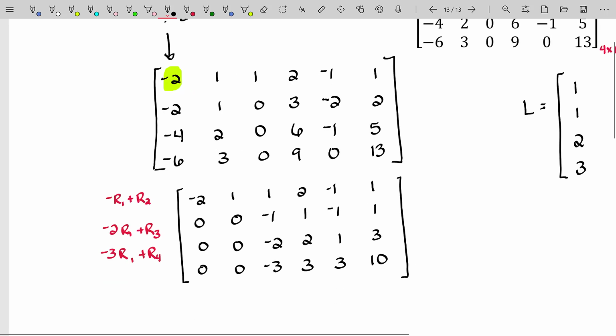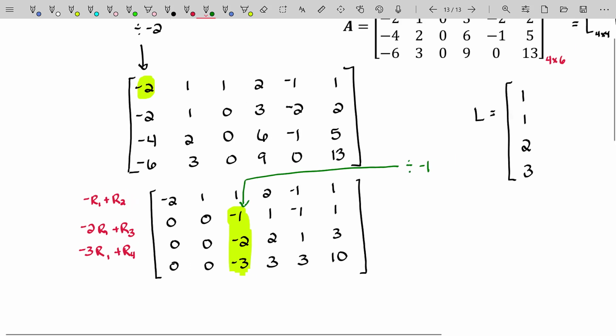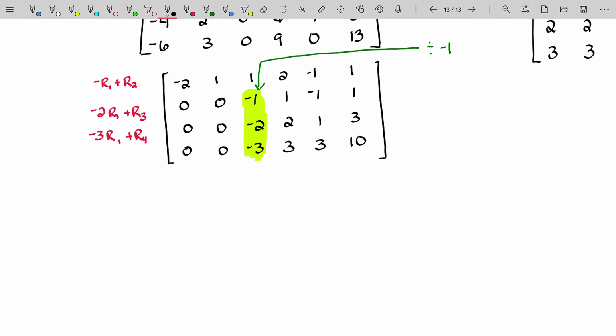Great. Now notice I have a new pivot that just showed up, this guy right here, and I'll highlight everything from that pivot down below. And I'm going to go ahead and take those values and divide them by the value of the pivot, and that will be my next set of entries in my lower triangular matrix. 1, 2, 3. Remember, it's a lower triangular matrix, so that will be a 0 up above. Let's go ahead and use that negative 1 to kill everything below.